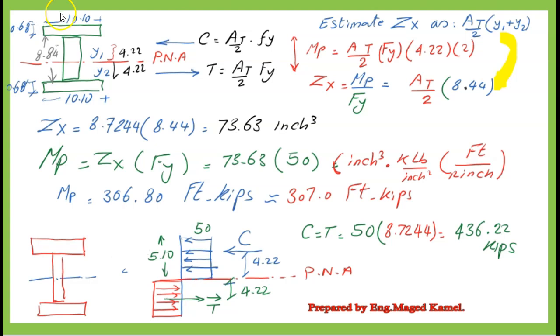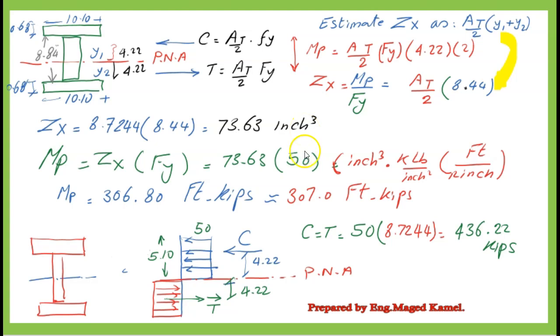The complete W section is drawn with two arrows representing the C and T forces. The Z sub X, or the plastic section modulus equation, is equal to A total divided by 2 by Y bar multiplied by 2. The M sub P value is the product of Fy by Z sub X. Z sub X value is equal to 73.63 inch cube.